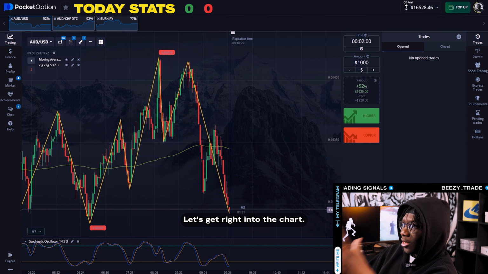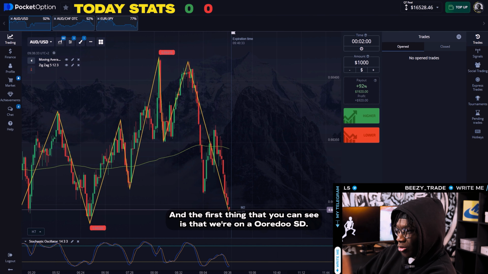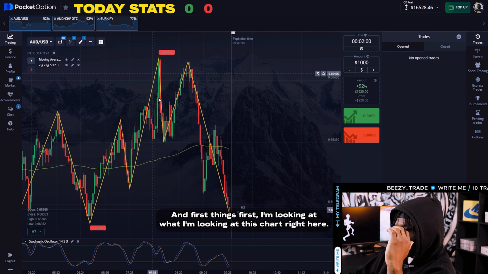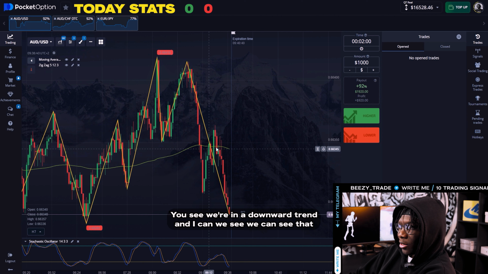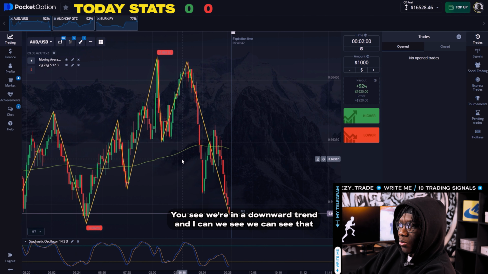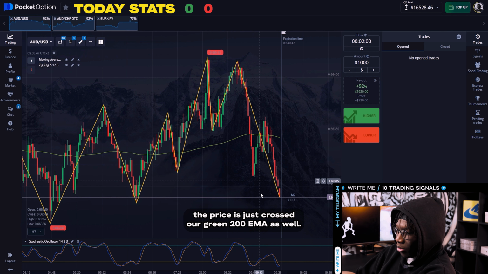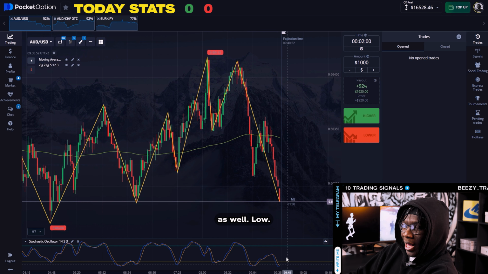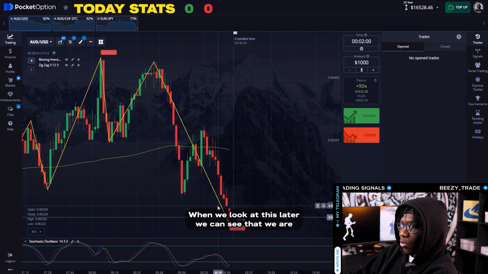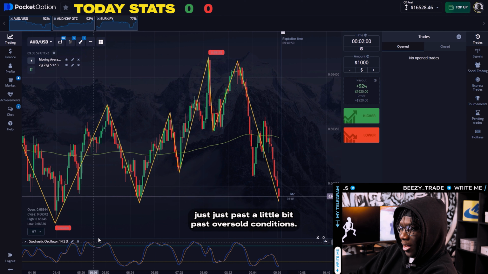Yo gang, let's get right into the chart. And the first thing that you can see is that we're on AUD USD. First things first, I'm looking at this chart right here. Let's take a little look. You can see we're in a downward trend. And how can we see? We can see that the price has just crossed our green 200 EMA, as well as zigzag is showing a low. When we look at our stochastic oscillator, we can see that we are just a little bit past oversold conditions.